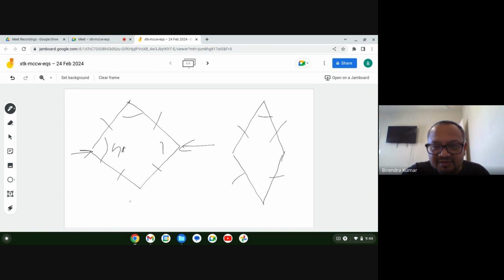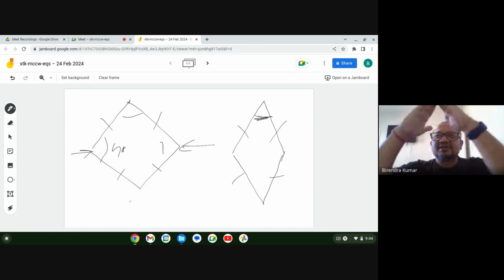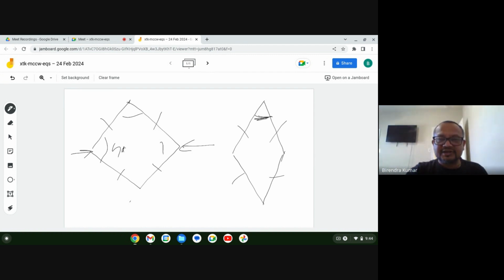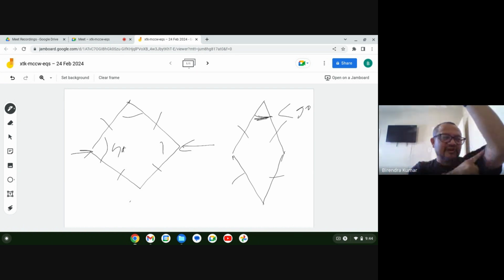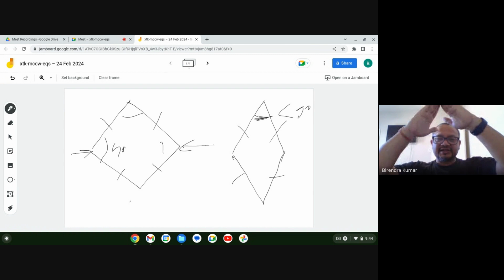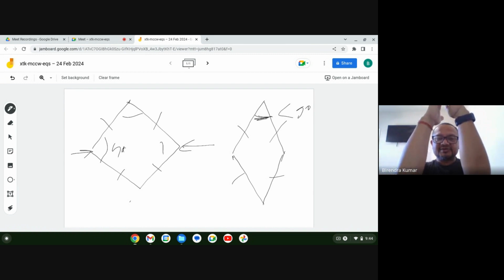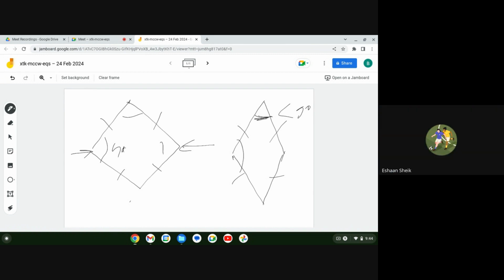Now this became shorter because when you squeeze from these two corners, these two lines came closer. This became lesser than 90 degrees. And here, if you look at these two lines, this went further by squeezing. So this became bigger than 90 degrees.